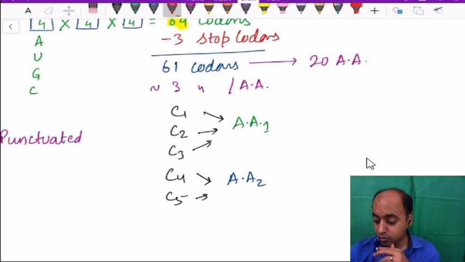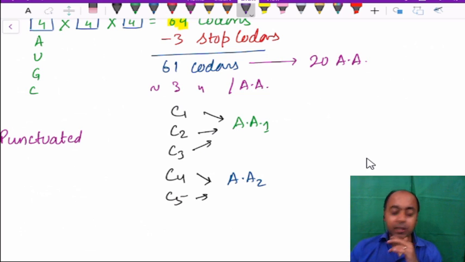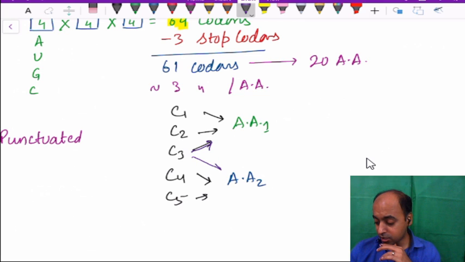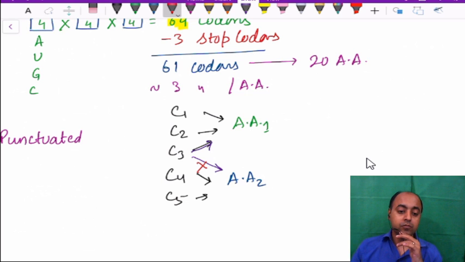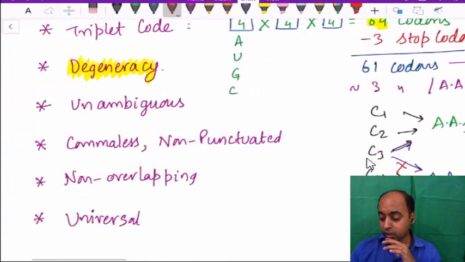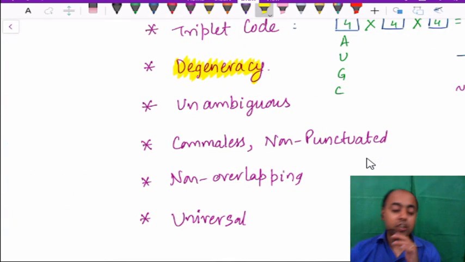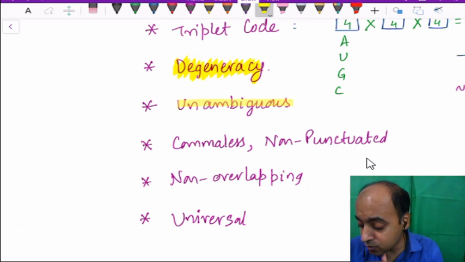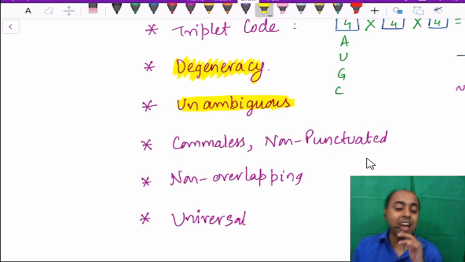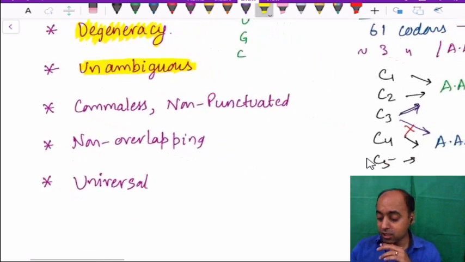However, the degeneracy is there. Correct, true. However, it doesn't happen that once you do the translation, the codon is converted to amino acid 1, and the second time you do the translation, the same codon is converted to amino acid 2. This does not happen. So although the genetic code is degenerate, with multiple codons for the same amino acid, the translation of a particular codon is fixed. One codon will always get translated to the same amino acid. The translation doesn't change. That is why the genetic code is unambiguous. The translation never changes.